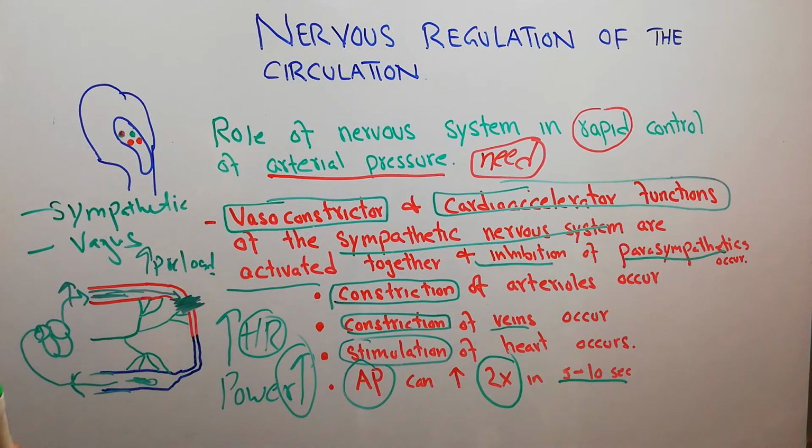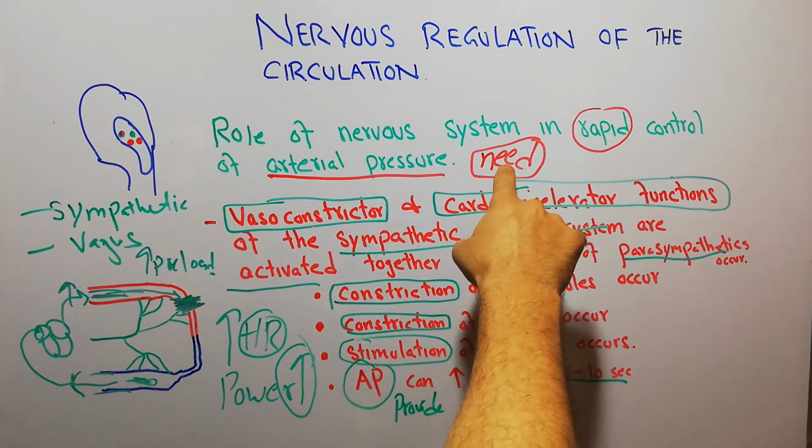And the main purpose of this 2 times increase in arterial pressure is to provide more blood to tissues where it is needed for metabolism. Because the body is in stress, there is a need.